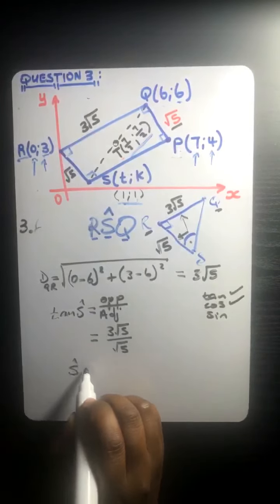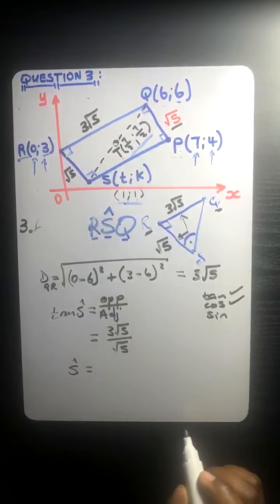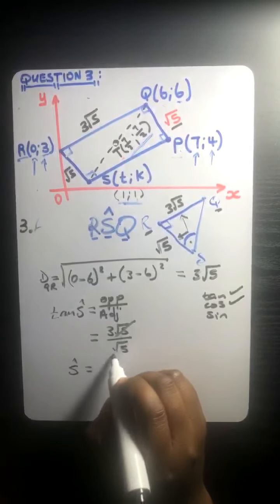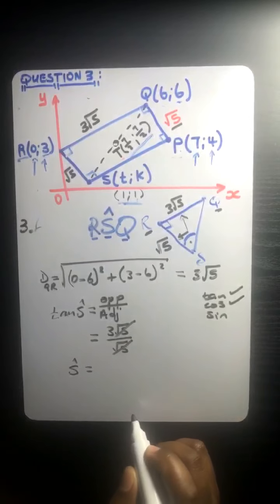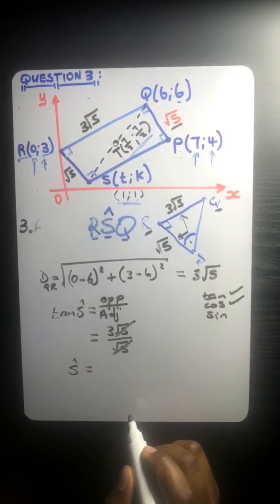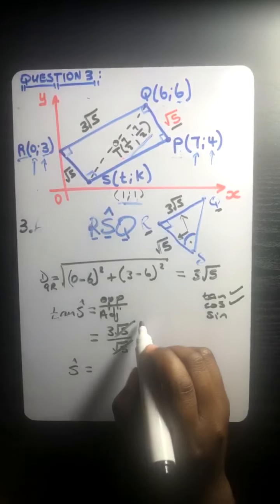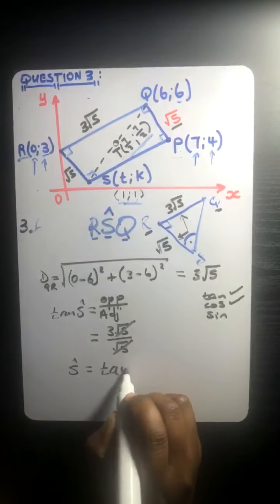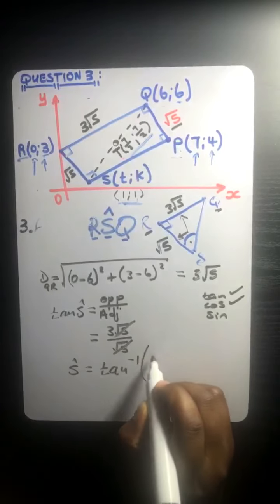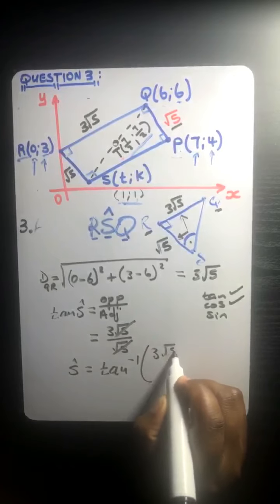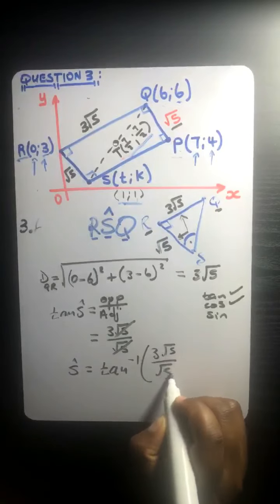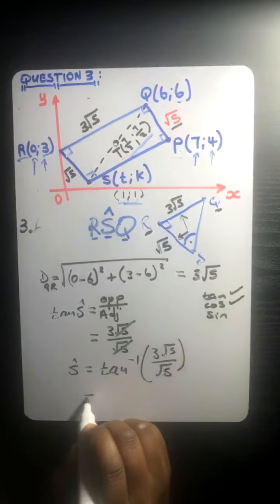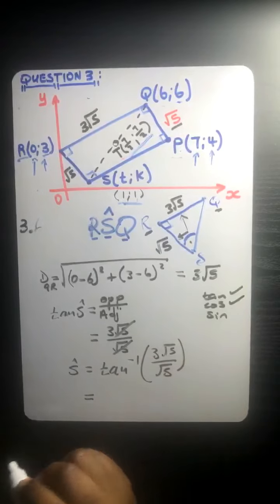So that means angle S, those two can cancel, I think. I'm not sure if I'm wrong on that one. If you don't want to make mistakes, you can still punch it as it is. So let's say it's shift tan of 3 square root of 5 over square root of 5. You punch all of that and then you get your final answer.